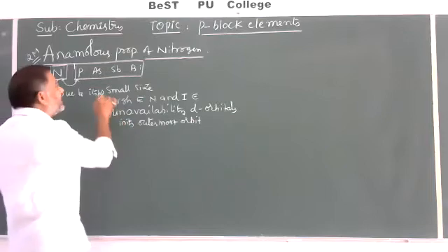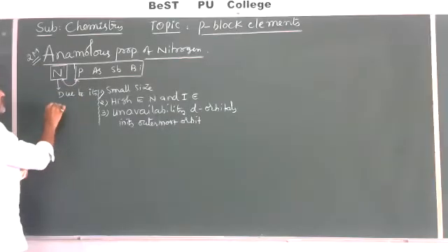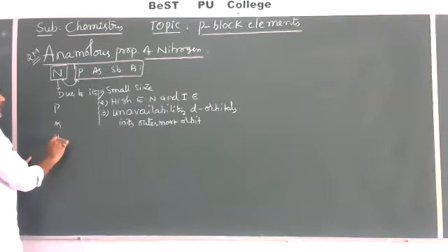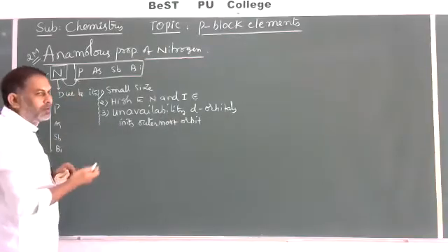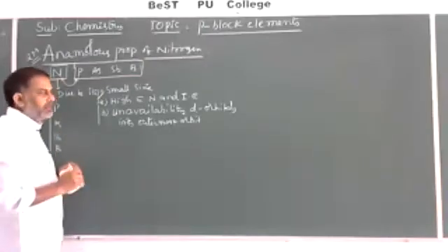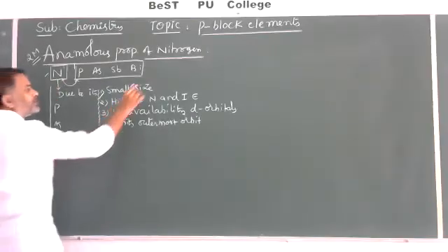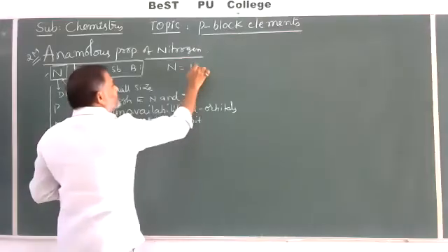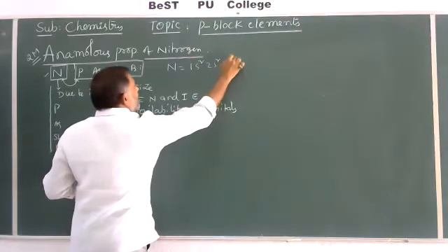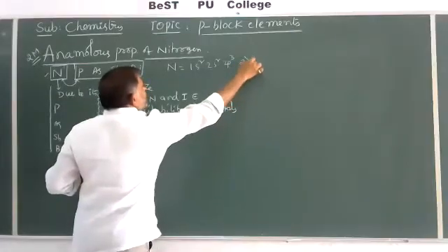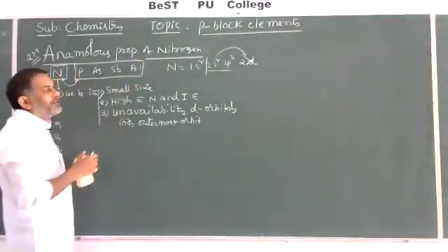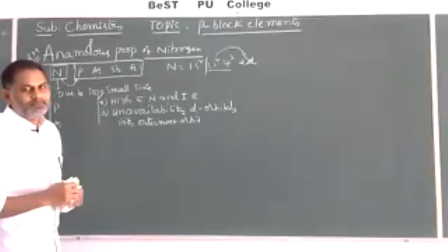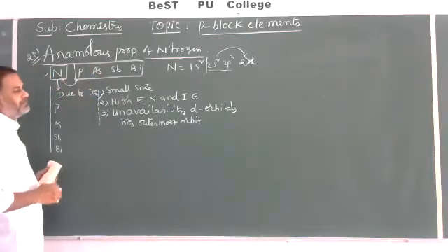Small size means, from top to bottom, nitrogen to phosphorus, arsenic, antimony and bismuth, size increases. That's why nitrogen is small in size. When small in size, it has high electronegativity and high ionization energy. And while writing its electronic configuration, nitrogen is 1s2, 2s2, 2p3, there are no d orbitals. Because of the absence of this orbital, electrons cannot excite. That's why they show some important peculiar properties, anomalous properties of nitrogen.